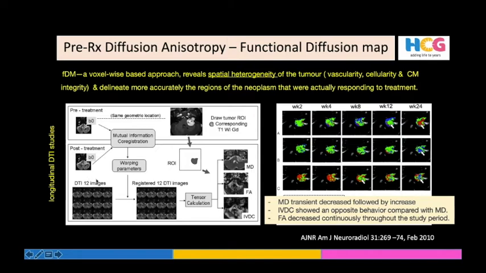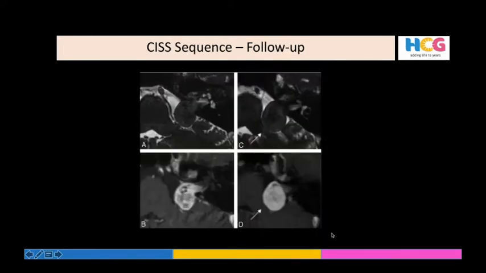series of MRI scans which are acquired over the 2nd week, 4th week, 8th week, 12th and 24th week. They are all the warping parameters, obviously, which are used on the DTI sequences. And finally, the data is analyzed for the mean diffusivity, the fractional anisotropy, and IVDC. Typically, you see the mean diffusivity is transiently decreased followed by an increase, and this is exactly opposite to what you see with IVDC, and FA is decreased continuously during the therapy period.